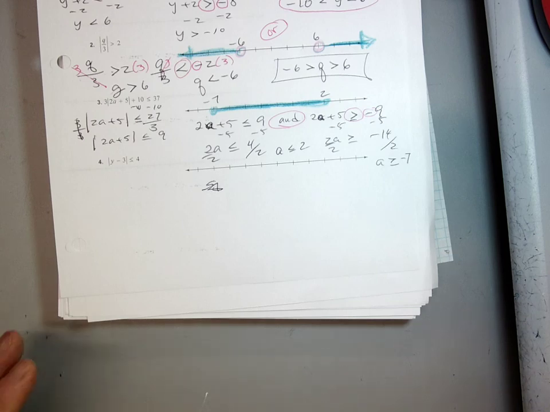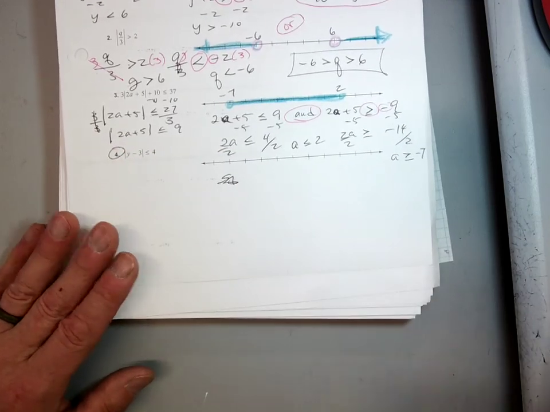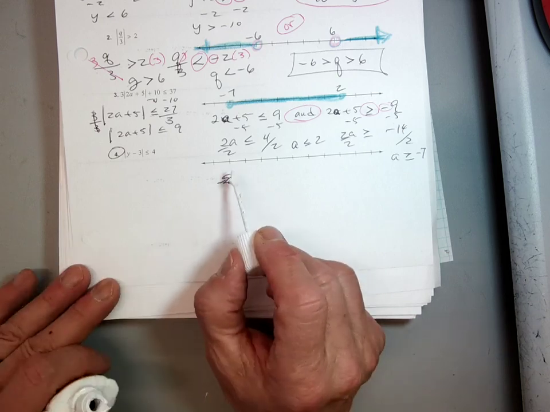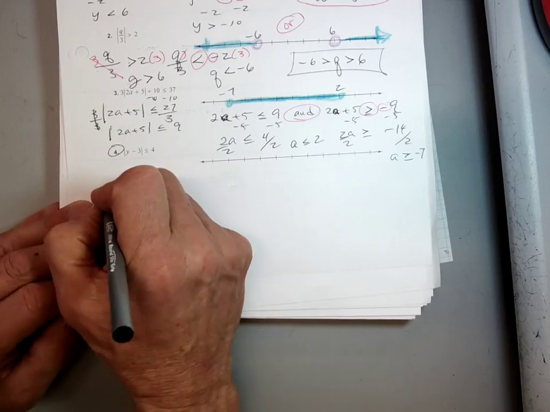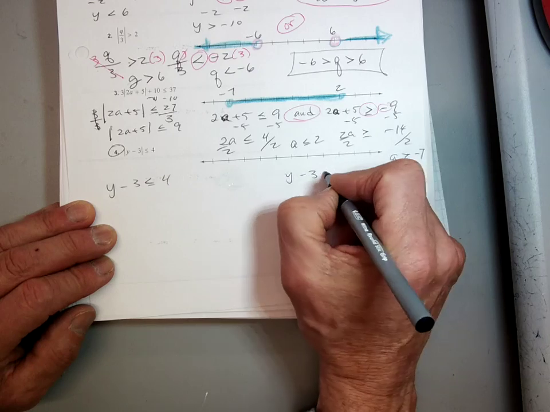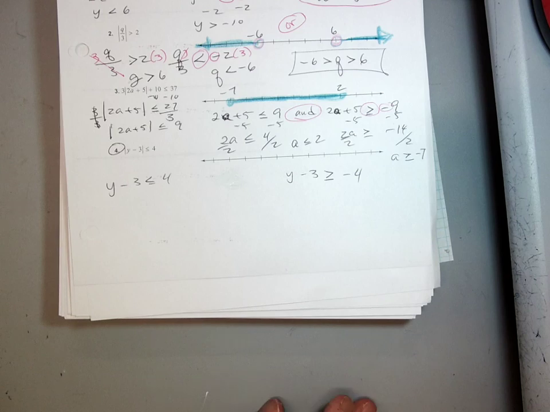All right, let's look at 4. 4 is pretty easy. Why don't you guys try 4 on your own real quick? You can do 4. Try 4 without me. I know you can do it.